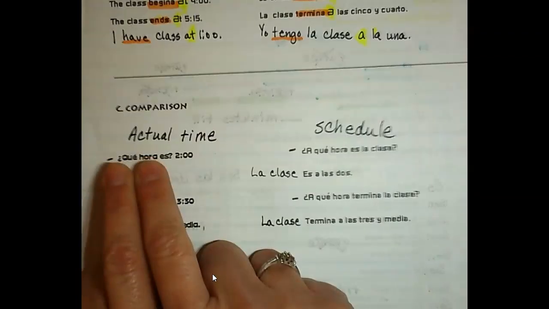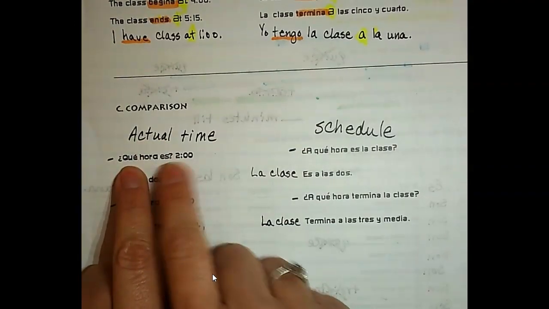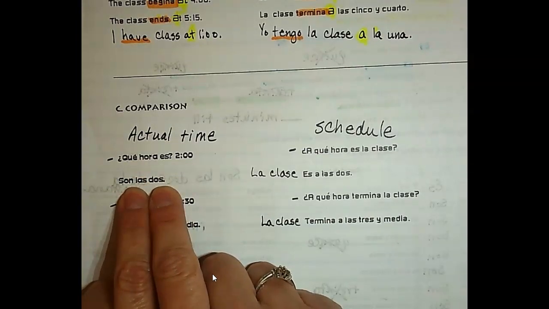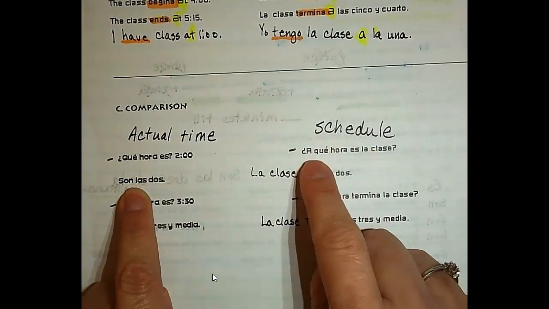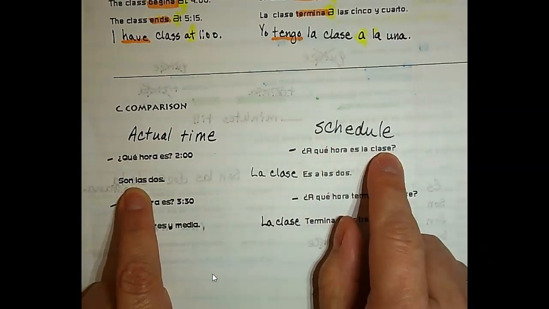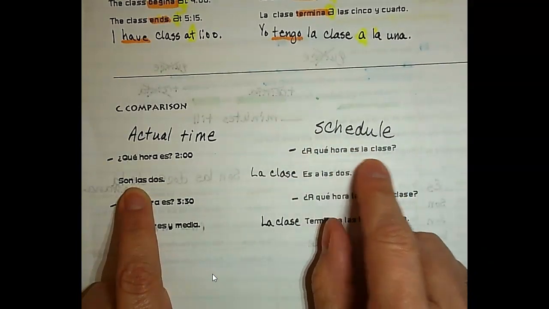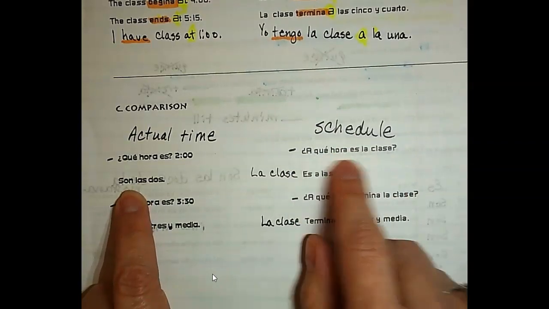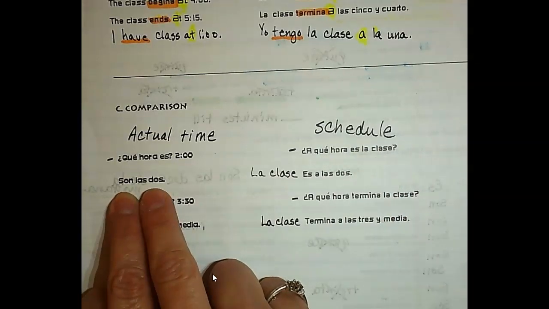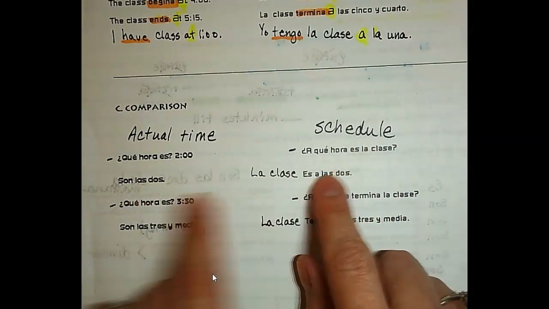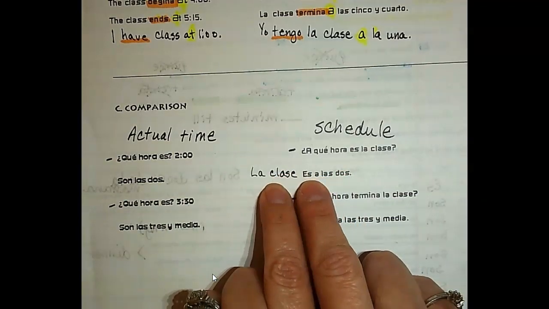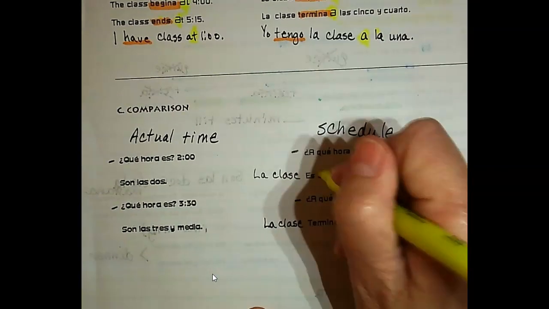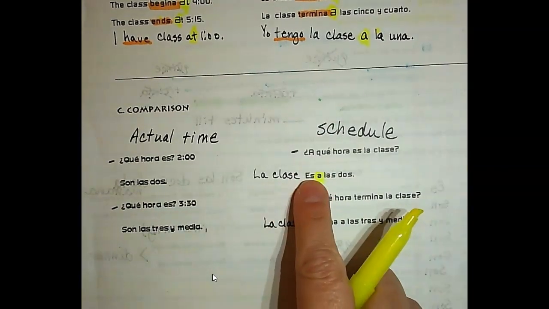So if I asked you, ¿Qué hora es? I would be asking you, what time is it actually? And you're going to want to answer, it's 2 o'clock. So you would say, son las 2. But if I was asking you about a schedule and I asked you, ¿A qué hora es la clase? Now I'm asking, at what time is the class? Not, what time is it? So we can't answer, at what time is the class with, it is 2. We got to say the class is at 2, which would become, la clase es a las 2. So notice that a right there. The class is at 2.